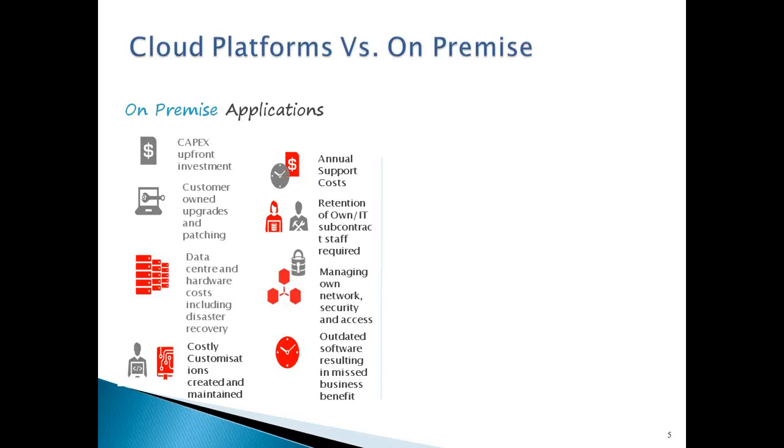So annually, Airtel has to pay some amount to IBM because they are supporting. So annual support costs will be there. Retention of own and IT subcontract staff is required, because once you have to maintain your applications, you have to do your upgrades, you have to do your patching. So you need some resources, especially technical resources, managing own network security and access.